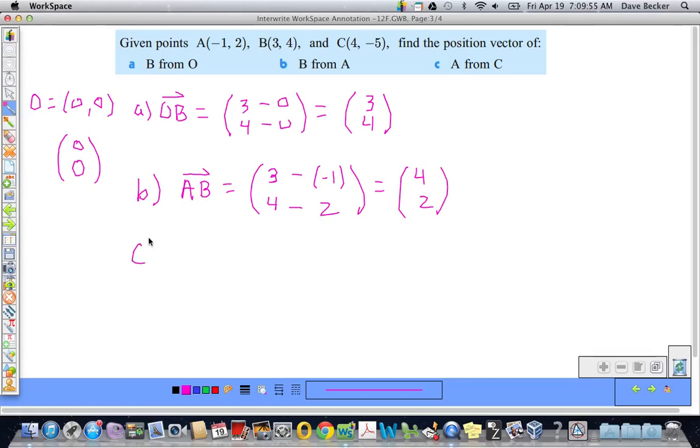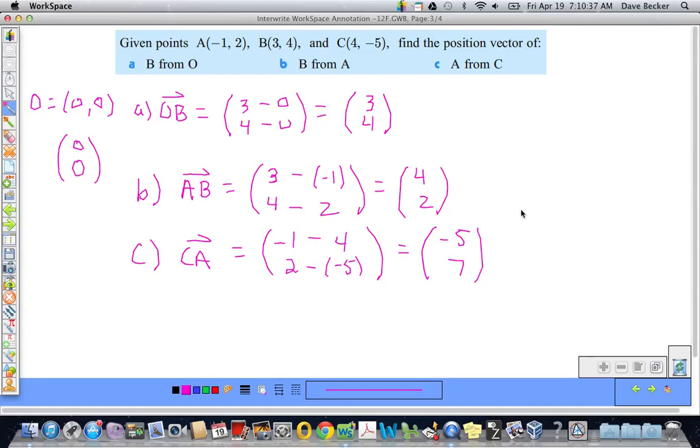And finally, A from C means I'm looking for vector CA. And so I start with the components of the endpoint of the vector, so that's going to be negative 1 and 2, and I'm going to subtract the components for point C, and that would be 4, negative 5. So this turns out to be negative 5, 7. Very simple. Vector CA, negative 5, 7. Vector AB, 4, 2. Vector OB, 3, 4.